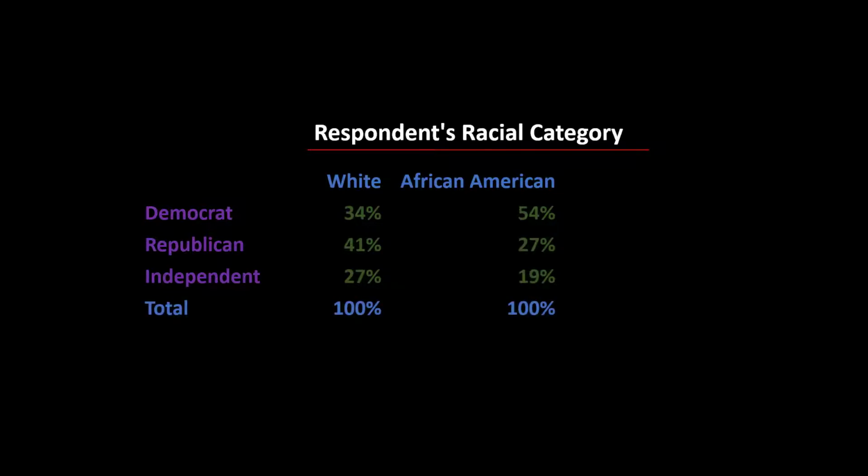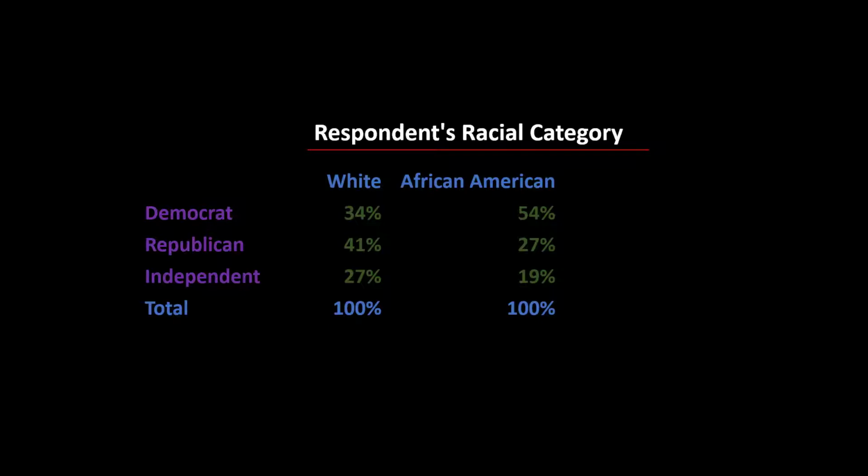Okay, so again, you can see that knowing your race helps predict your political party affiliation. For example, if I know that you're African American, I know there's a much better chance that you'll be Democratic. Why? Because 54% of African Americans are Democrats. Similarly, if I know that you're white, you're nearly twice as likely to be a Republican. Again, why? Because 41% of all whites are Republican, a larger percentage than for any other political party. You should be able to see here that if you're white, you're more likely to be Republican than anything else.